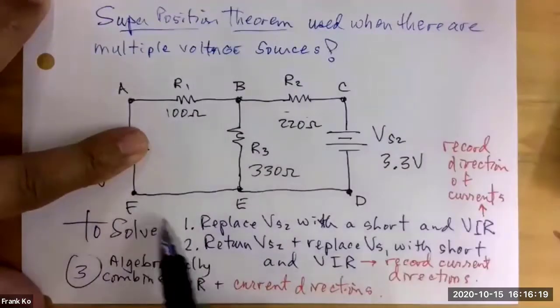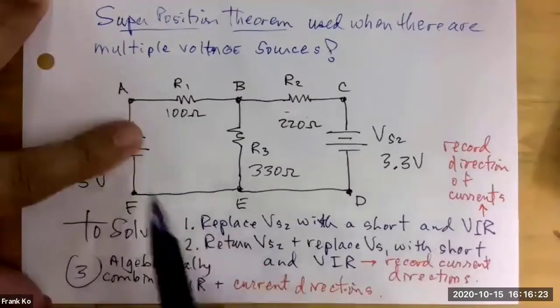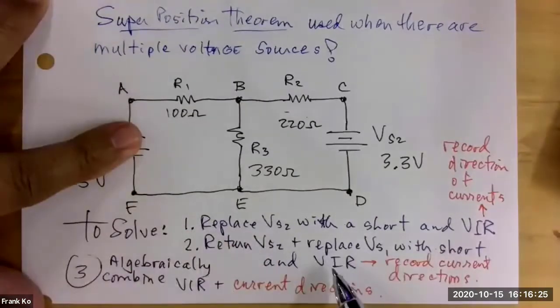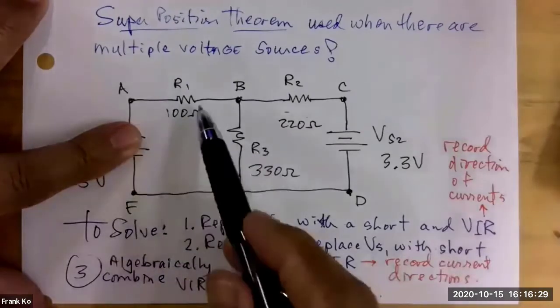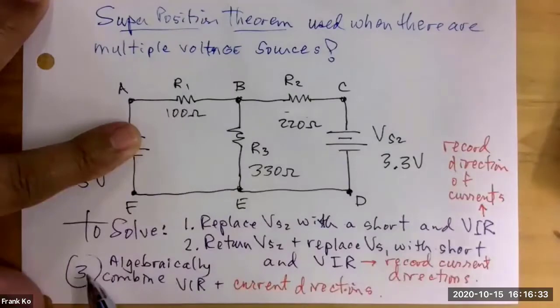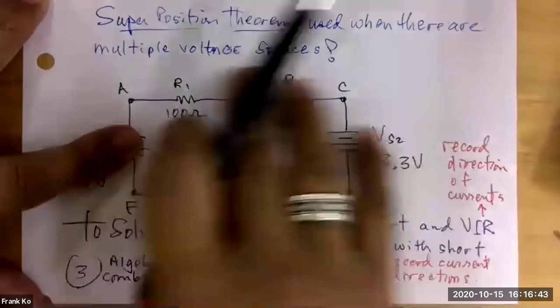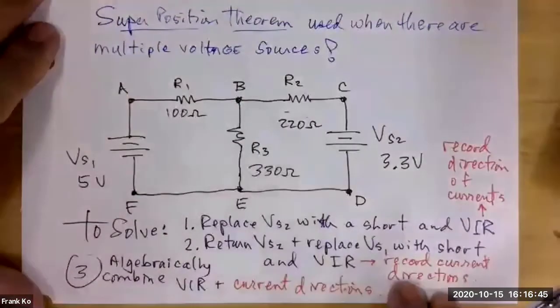And then you want to replace your first voltage source with a short. So you put a short wire here, and you do another VIR table and record the current directions, whether it's up, down, left, or to the right. Then the third thing is you algebraically combine your VIR data and your current directions for a final, and that will give you the final analysis of what's happening in this circuit.